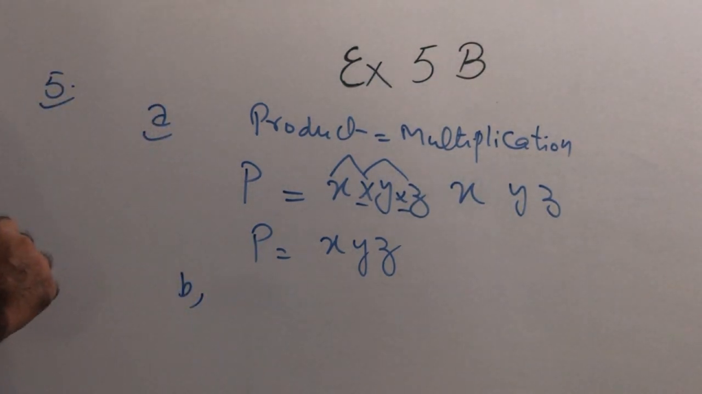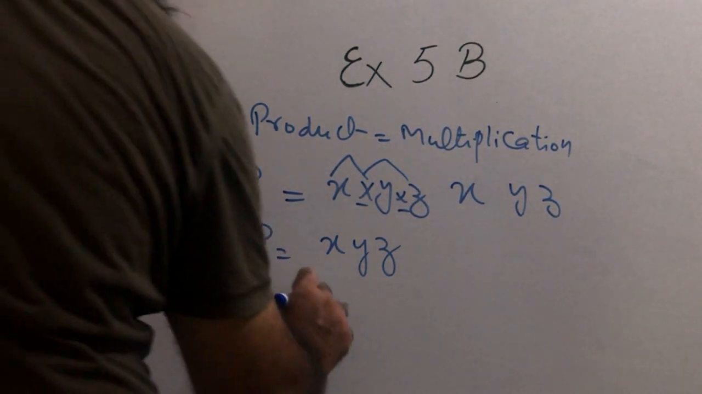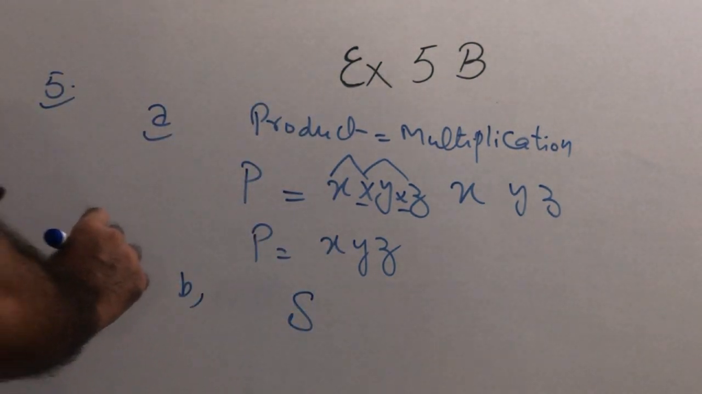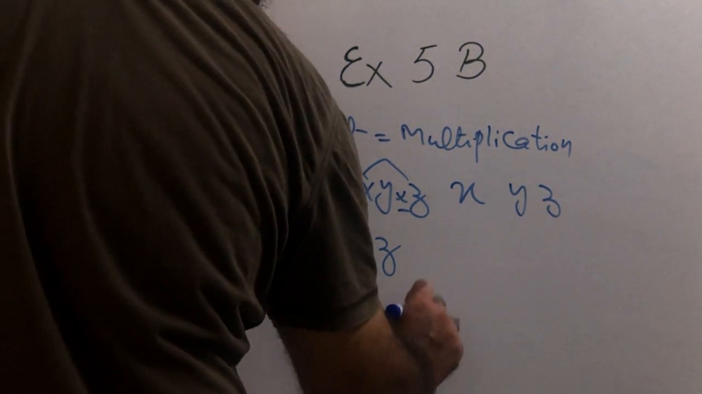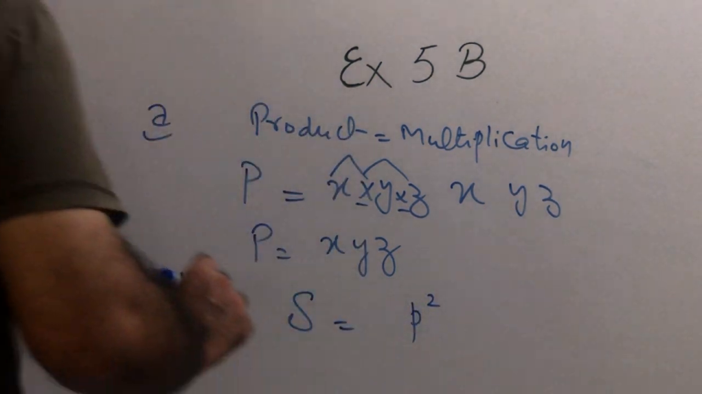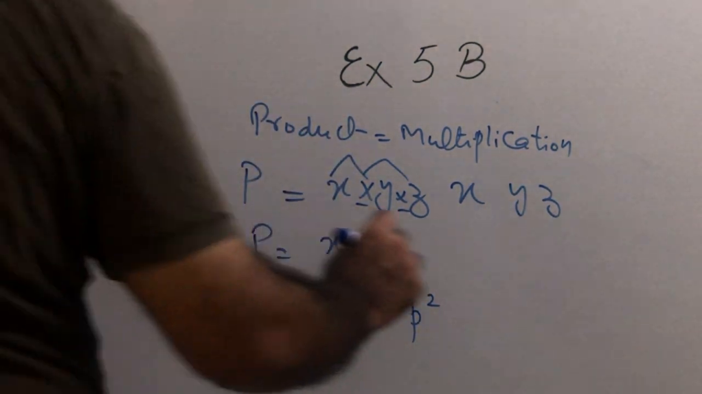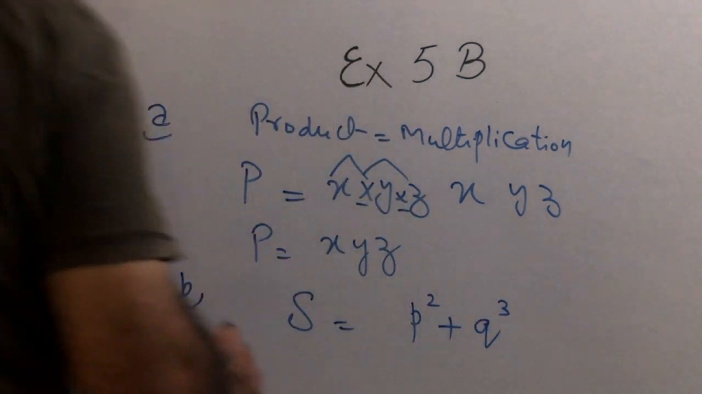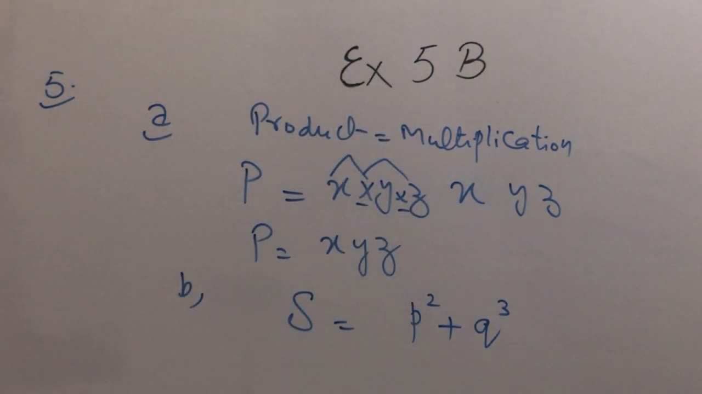Part B is the sum S of the square. We need to find S, the sum, of the square of P and the cube of Q. So S is equal to P square plus Q cube. It is the formula, okay.